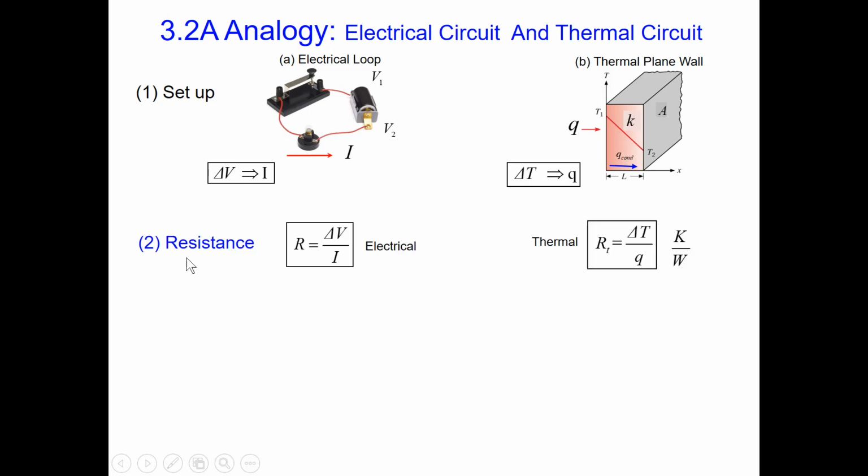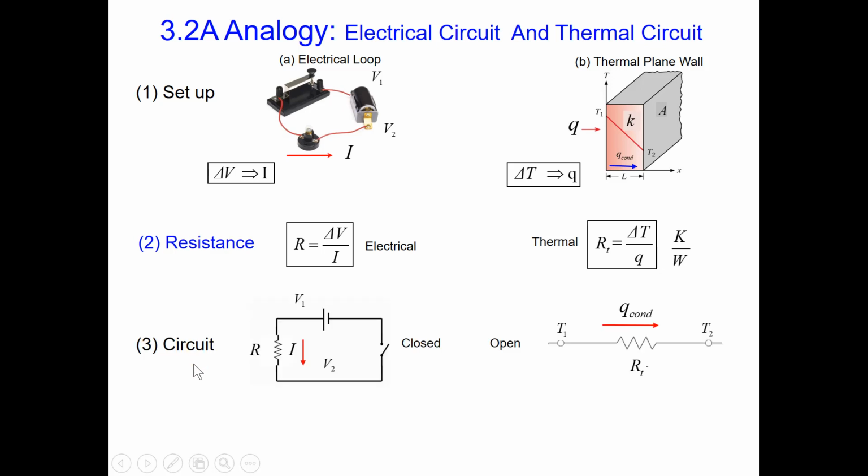Second, we can define electrical resistance R as the voltage difference delta V over the current I. Similarly, we can introduce a new variable, thermal resistance RT. R represents resistance, T represents thermal, which is defined as the temperature difference delta T over the heat rate Q, in the unit Kelvin or Celsius per watt.